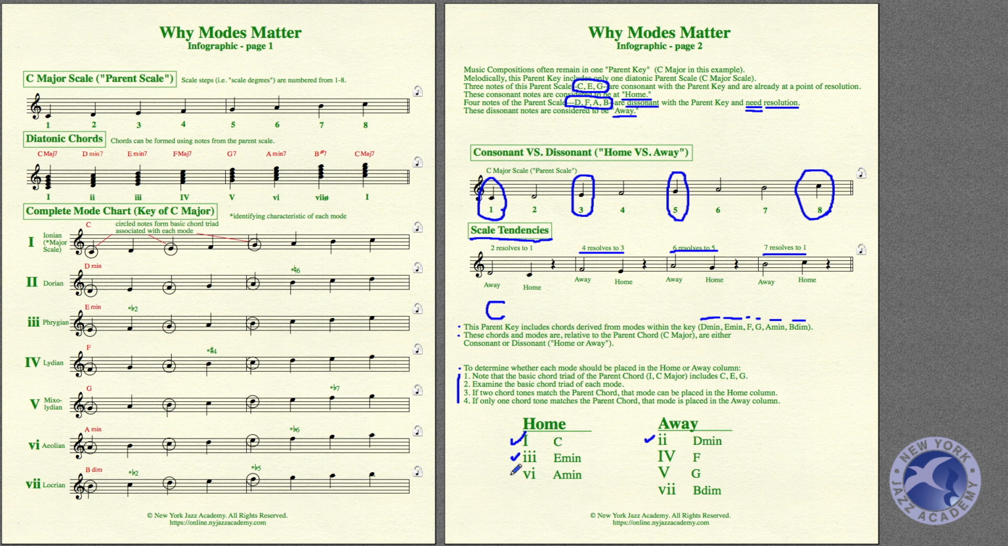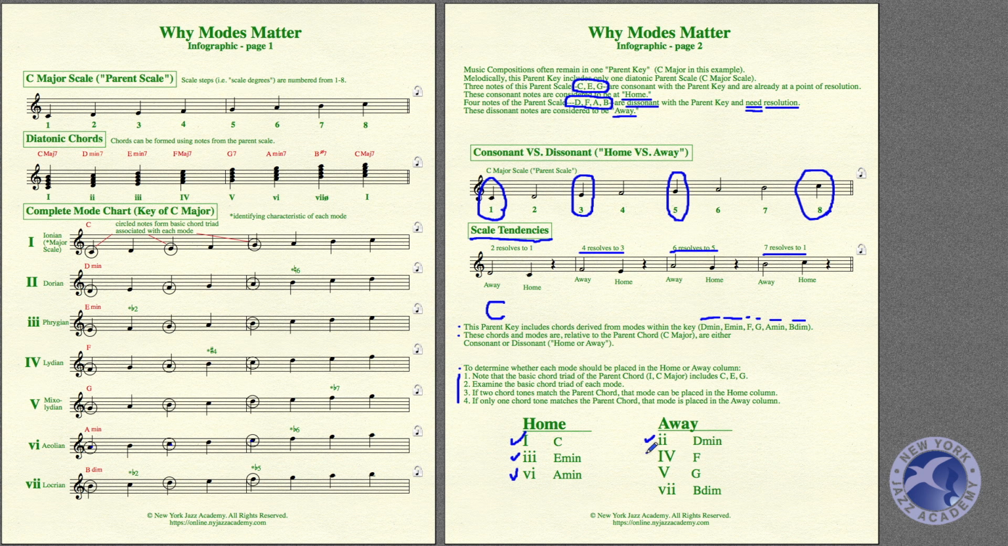And now let's try A minor. According to this final chart, it is part of the home column. Why is that? Does it have two notes? Let's see, the notes are A, C, and E. Yep, sure enough, two notes, C and E, match the parent chord, so good. Let's put it in the home column.